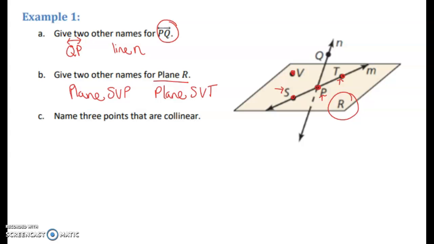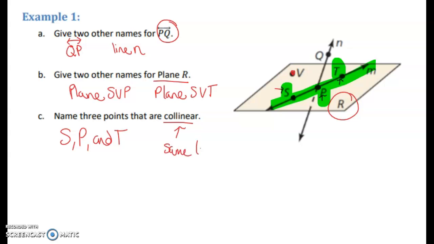Okay, now let's talk about collinear. So collinear means in the same line. So 3 points that are in the same line are right here, S, P, and T. So when it says 3 points that are collinear, we're just going to do S, P, and T, because remember, collinear, linear is line, so it's in the same line.